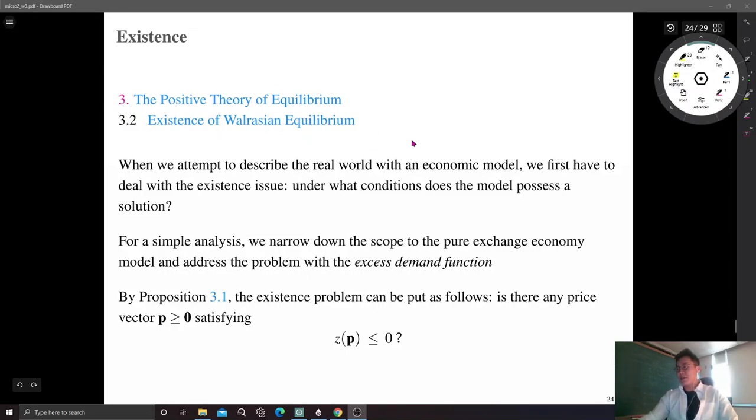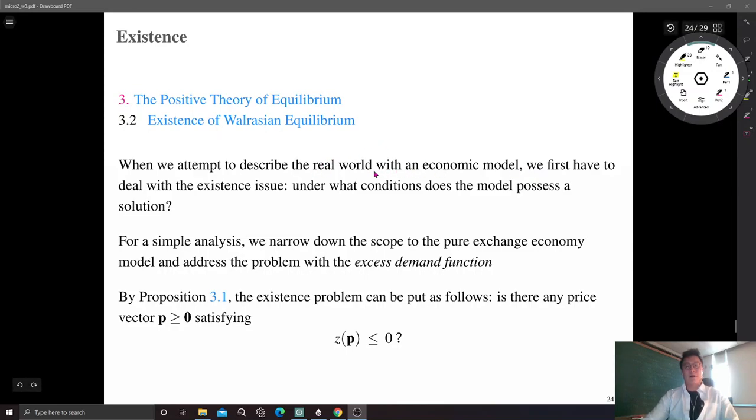Chapter 17 in Mas-Colell, Whinston, and Green is concerned with the positive theory of equilibrium. We attempt to describe the real world with an economic model. We would like to describe people's behavior with an economic model. We would like to find the equilibrium and see whether the model's prediction and the model's equilibrium are consistent with people's behavior in the real world.